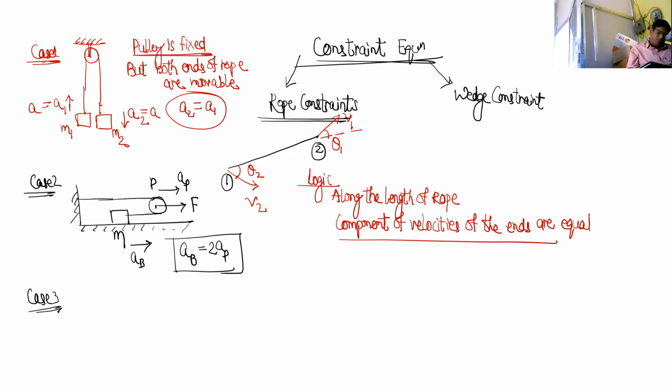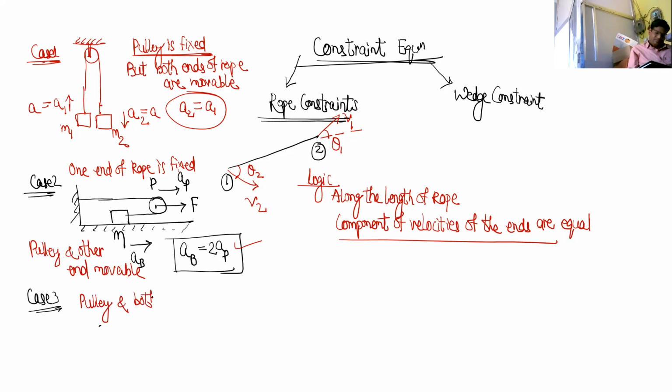So how to remember this case 2? Case 2, you can remember it like this, that one end of rope is fixed. Pulley and other end movable. So if you come across case 2, then this is the relationship. As a case 3, pulley and both ends movable.